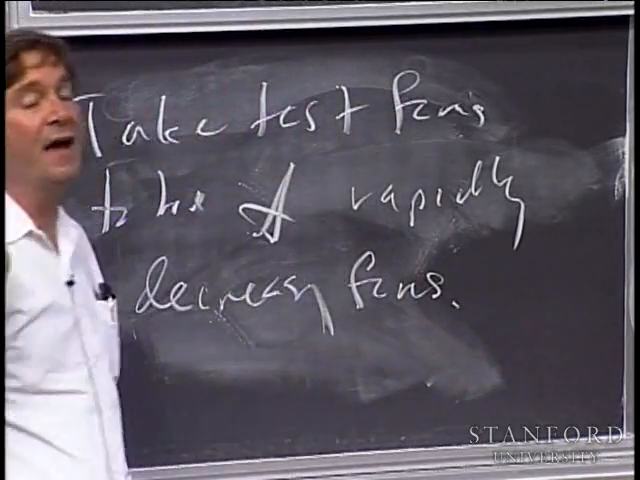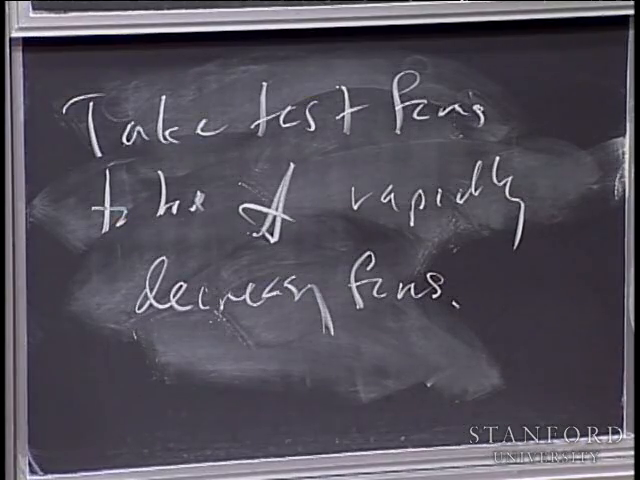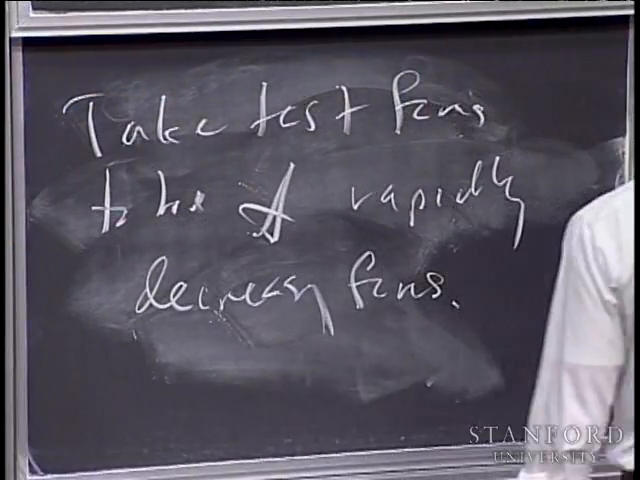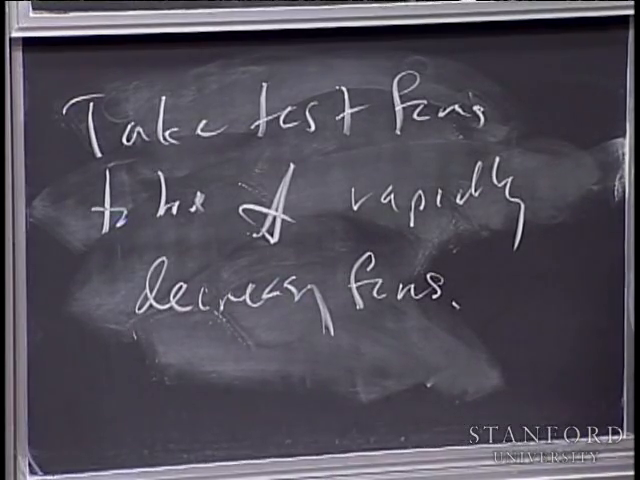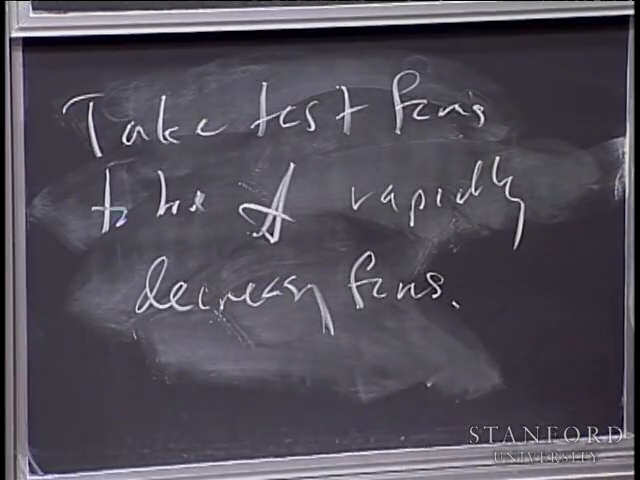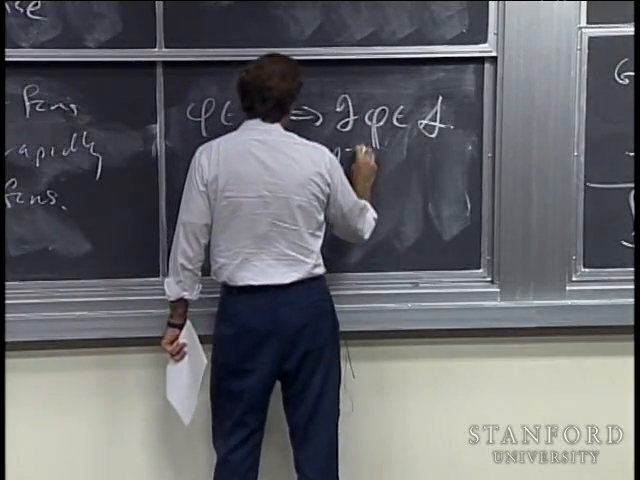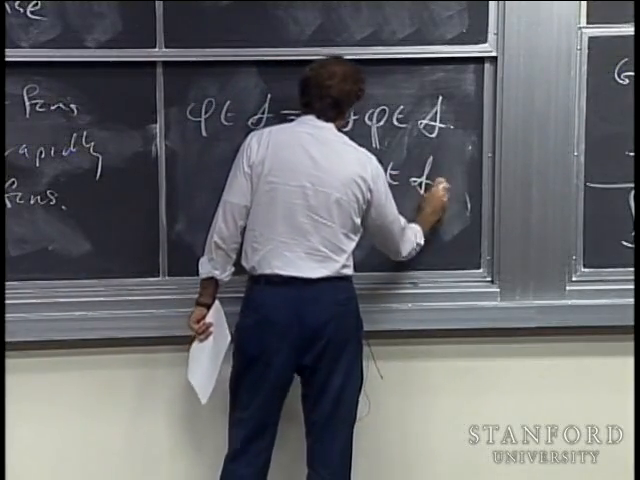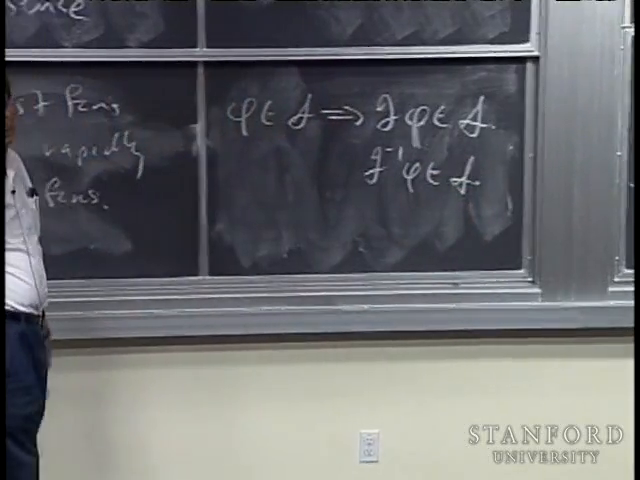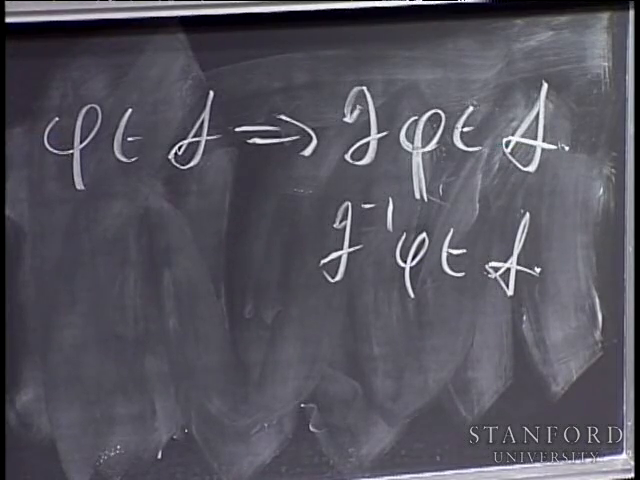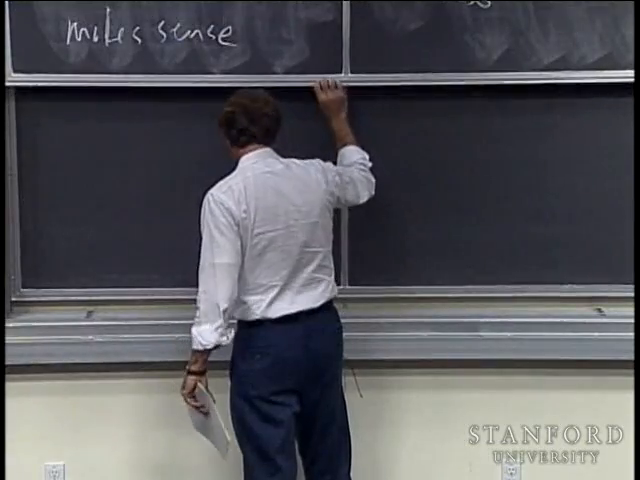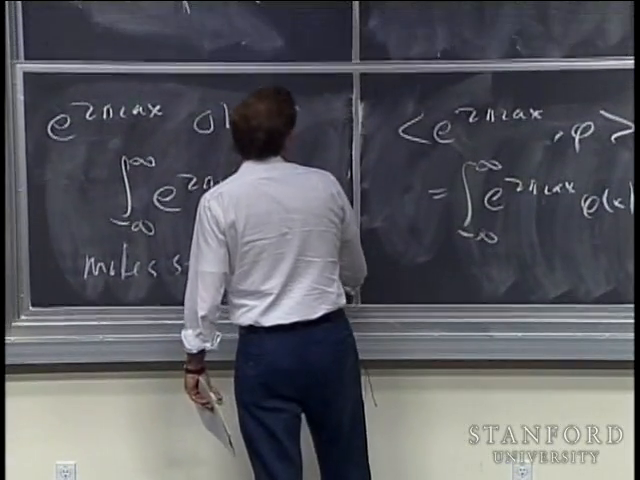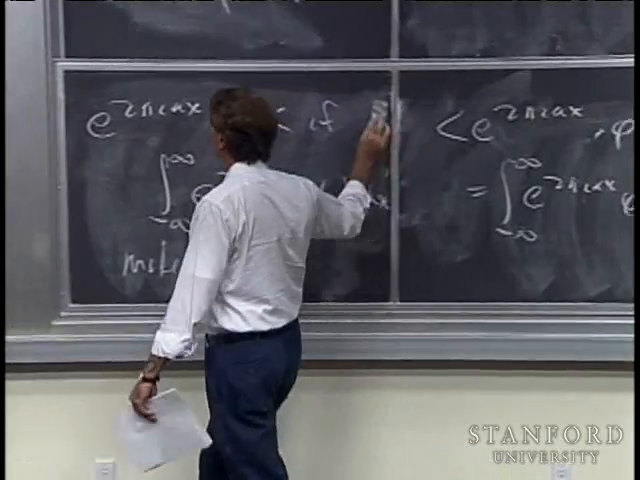Now let me remind you of why they are so good for Fourier transforms. If phi is in S, then so is its Fourier transform. And for that matter, the inverse Fourier transform is also in S. The inverse Fourier transform differs from the Fourier transform only by a minus sign, so if one is in S, it's easy to see the other one is. That's one property, and the second is that Fourier inversion works.